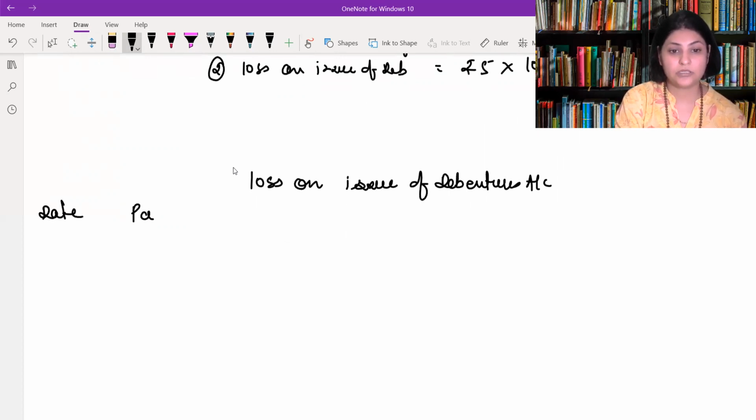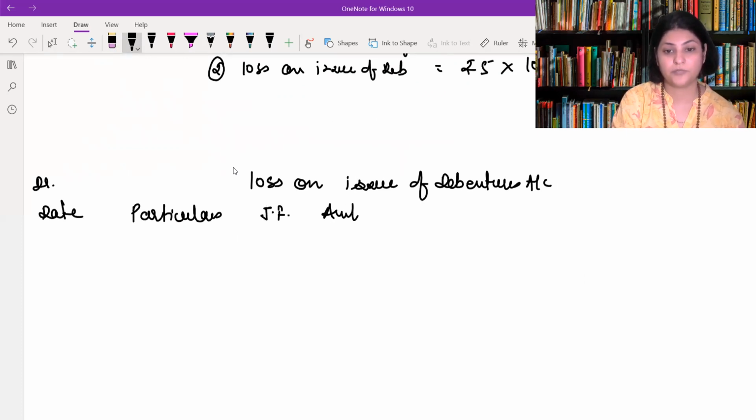Date, particulars, JF and amount. Here also the same. Be very careful with the format. Don't forget to make the format, otherwise you will lose marks.